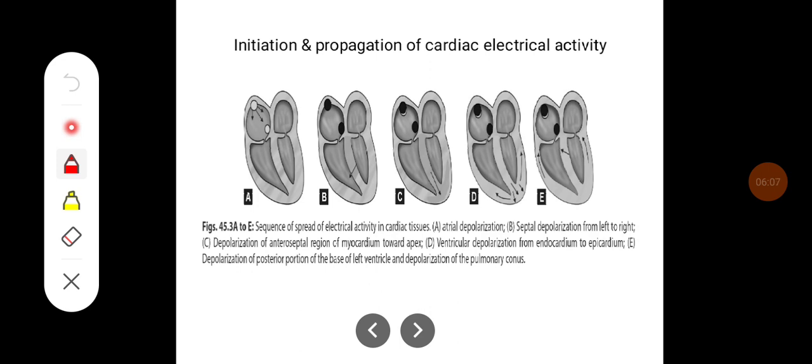So this is how the initiation and propagation of the cardiac electrical activity occurs. So here the atria, they're excited. Then the septal depolarization, this is the apical depolarization, and this is extension of the impulse into the ventricular mass. So at the last, the basal part is excited.